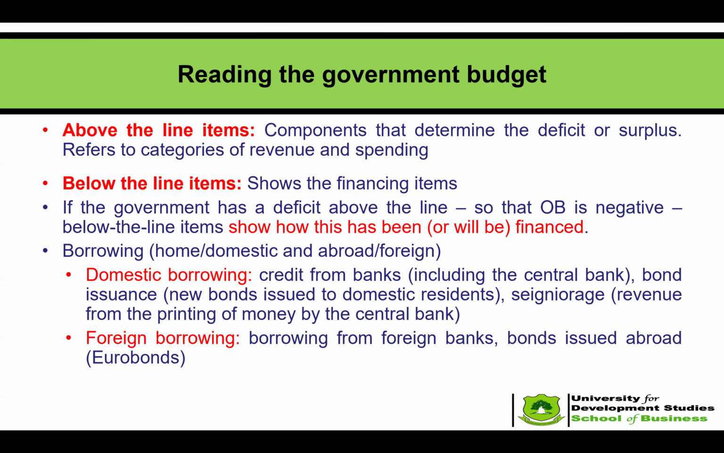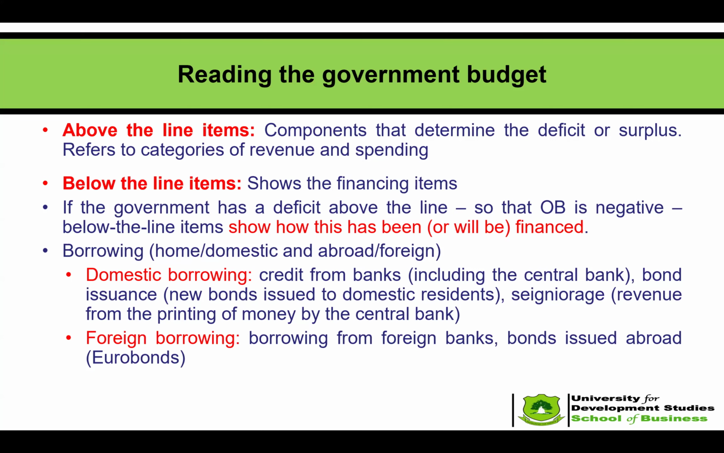So which means that the above the line items is typically looking at the revenues, the various revenue sources and the expenditure sources. So a typical budget will have the above the line items, and the above the line items are those items that lead to either the government overspending the budget or spending under the budget. In other words, government running into deficit or government running into surplus.